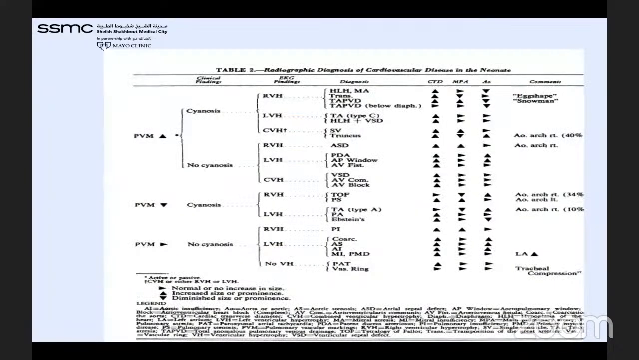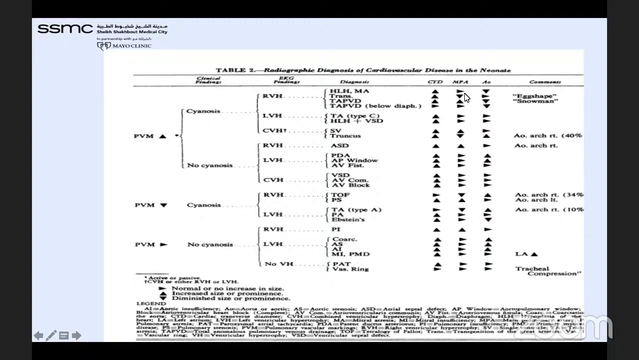This is another important table, and this is from an old book, but it is still valid. It is the radiographic diagnosis of cardiovascular disease in the neonates. This is the pulmonary vascular marking, increased, decreased, or normal. If it is cyanosis, right ventricular hypertrophy, left ventricular hypertrophy, or compound cardiac hypertrophy, then this is the same. So this is the CTD, the cardiac transverse diameter on radiograph. MPA is the main pulmonary artery, and AO is the aorta.